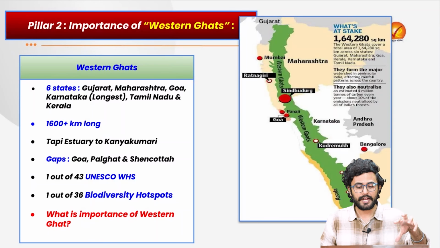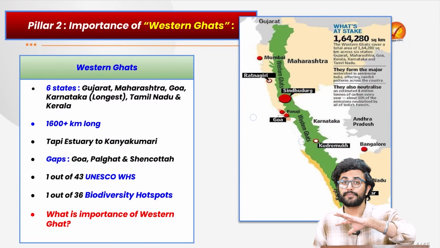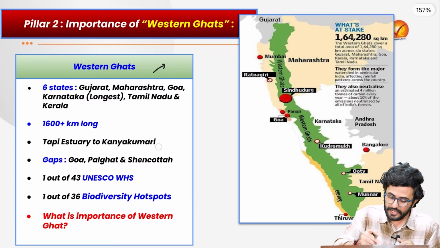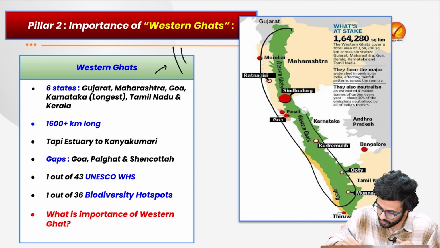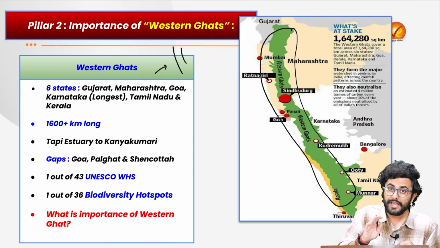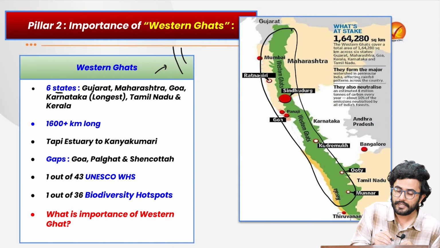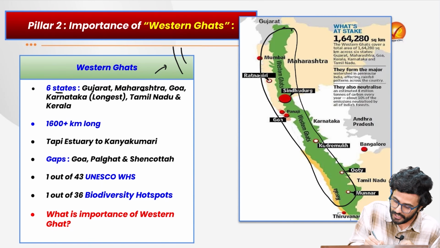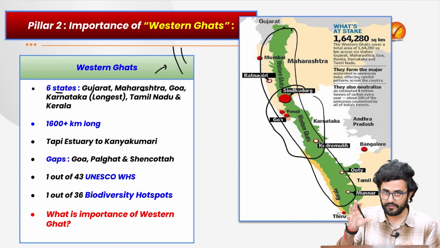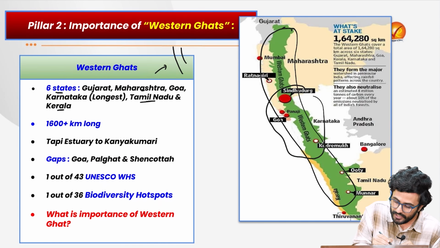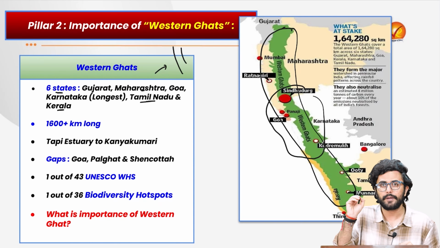The first is to understand the importance of Western Ghats. Western Ghats basically act as a continuous mountain zone on the west coast of our country, where they span almost 6 states, starting from Gujarat, Maharashtra, Goa. Karnataka has the longest stretch of the Western Ghat, and then Tamil Nadu, and ultimately they end in Kerala.